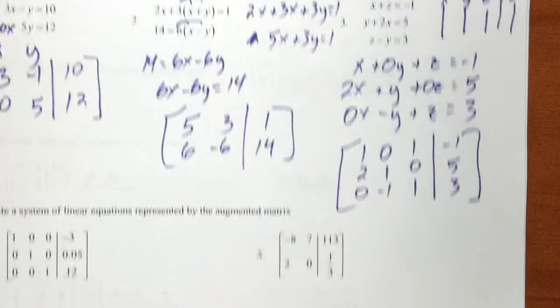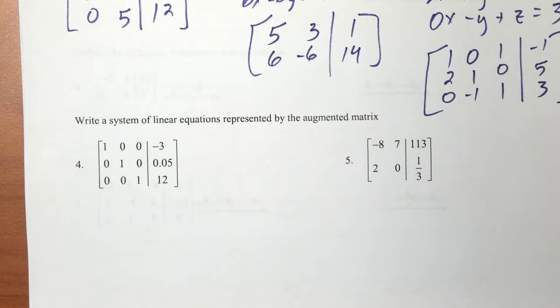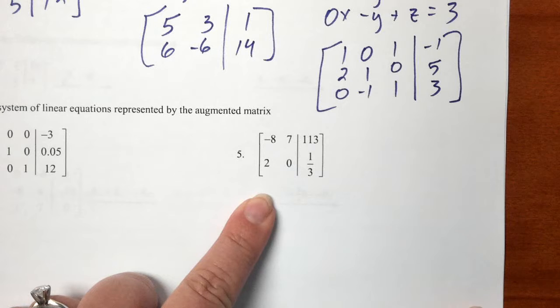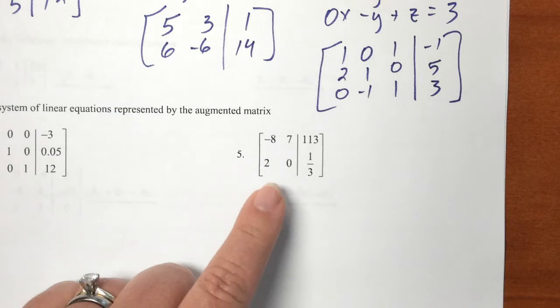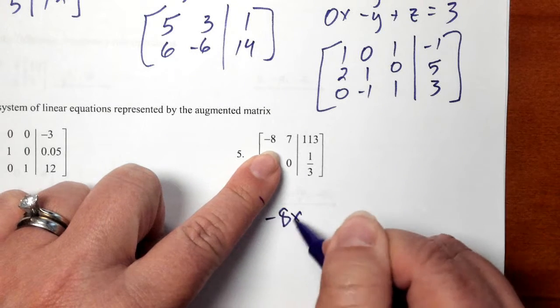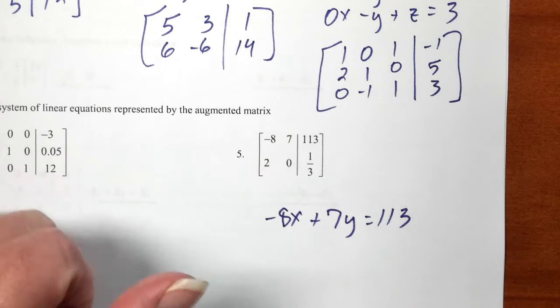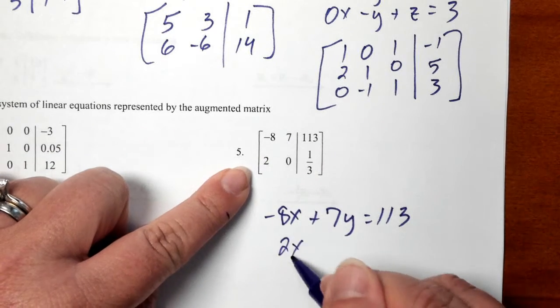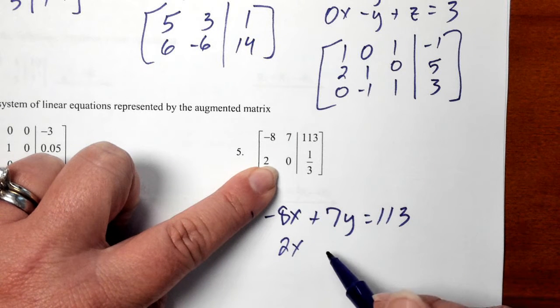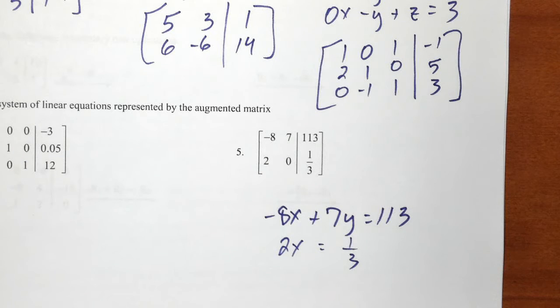Okay, so now number 4 and 5, they've given us an augmented matrix, and they're asking us, hey, what were those equations that were originally there? If it's okay with you, I'm going to start with number 5 here. So the original equations that are represented in this matrix, we take that top row, it's saying -8x plus 7y equals 113. And then our bottom equation would be 2x plus 0y. I don't really need to put the 0y, so I'm just going to put the equals 1/3. And so that's the system that we had right there. It would not be wrong if you put the 0y, but you don't need it.